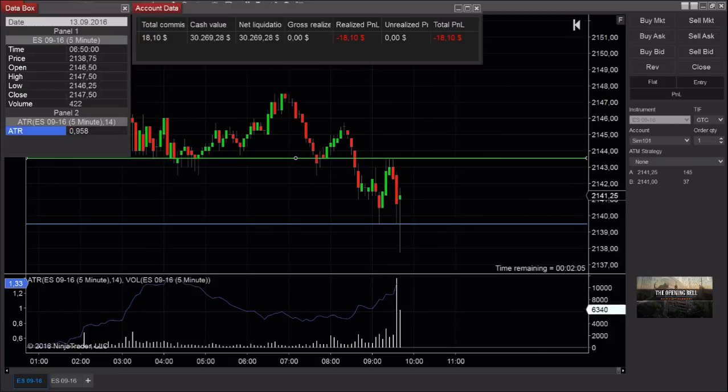So 3 times the ATR normally ranges from 2.25 points up to 5 points, I would say. So our daily target is also around 5 points.